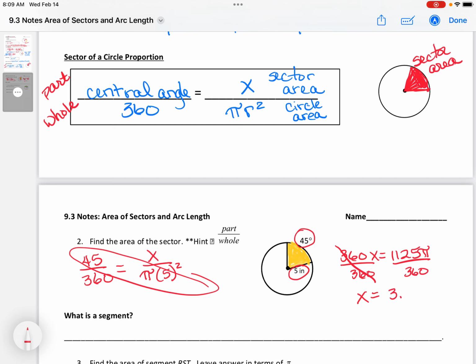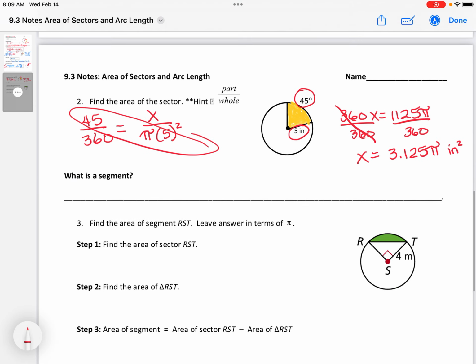Okay, you get 3.125 pi. Square inches, I guess. Okay, pretty straightforward.